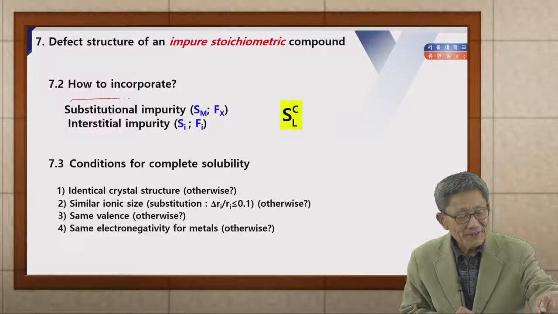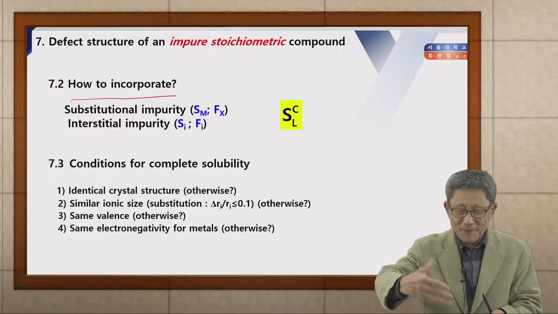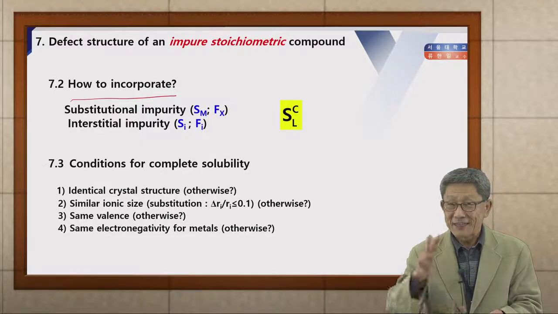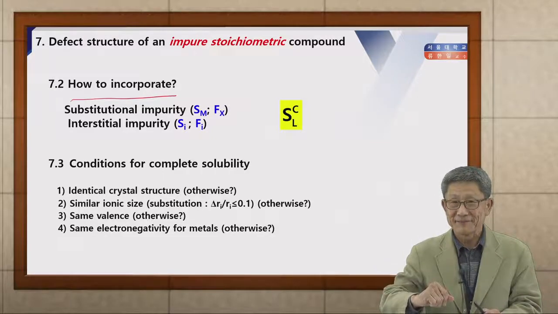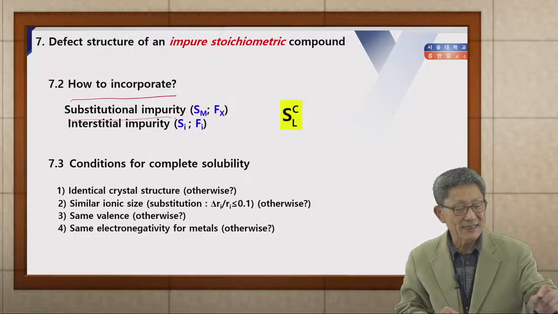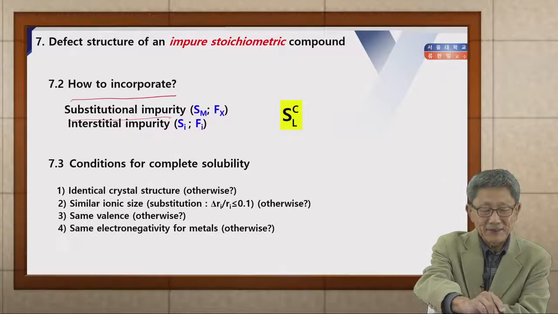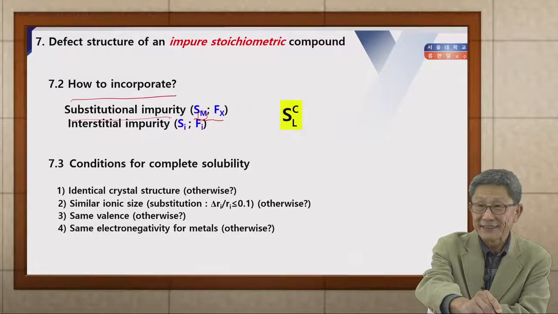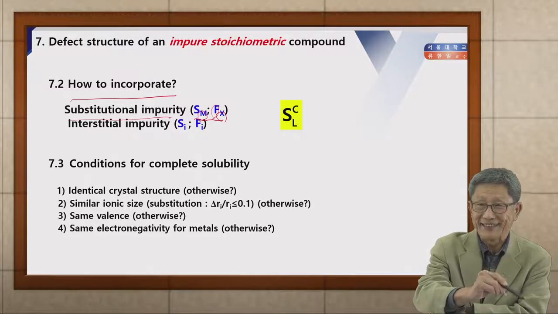Then how is impurity incorporated into our host matrix? There are only two ways. Number one is to substitute the host atoms. That kind of impurity is called substitutional impurity. As I wrote here, in Kröger-Vink notation, we represent them in this way. Let's say strange atoms or ions replacing M site, okay? Or foreign atoms replacing X site.